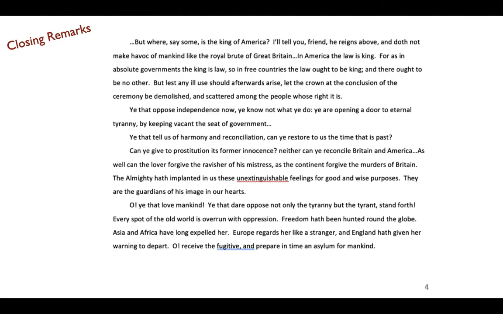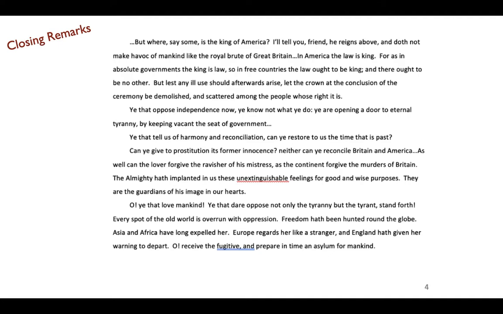Ye that oppose independence now, ye know not what ye do. Ye are opening a door to eternal tyranny by keeping vacant the seat of government. Ye that tell us of harmony and reconciliation, can ye restore to us a time that is past? Can ye give to prostitution its former innocence? Neither can ye reconcile Britain and America. As well can the lover forgive the ravisher of his mistress, as the continent forgive the murderers of Britain.